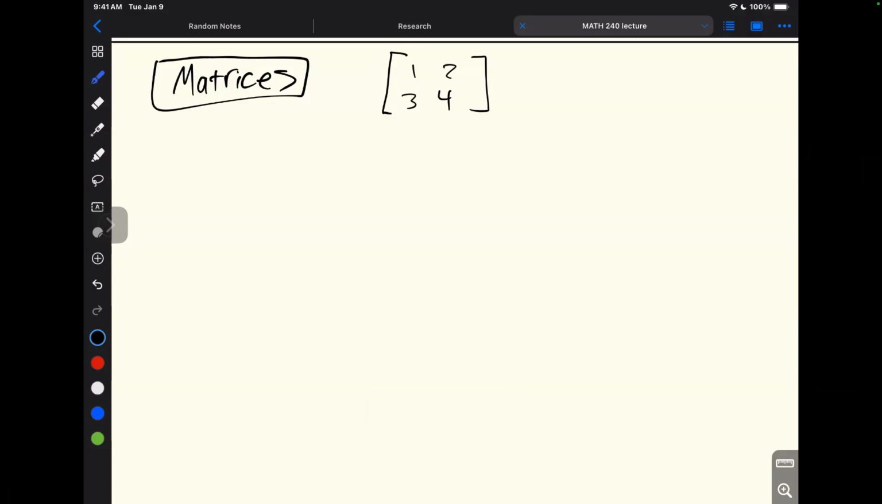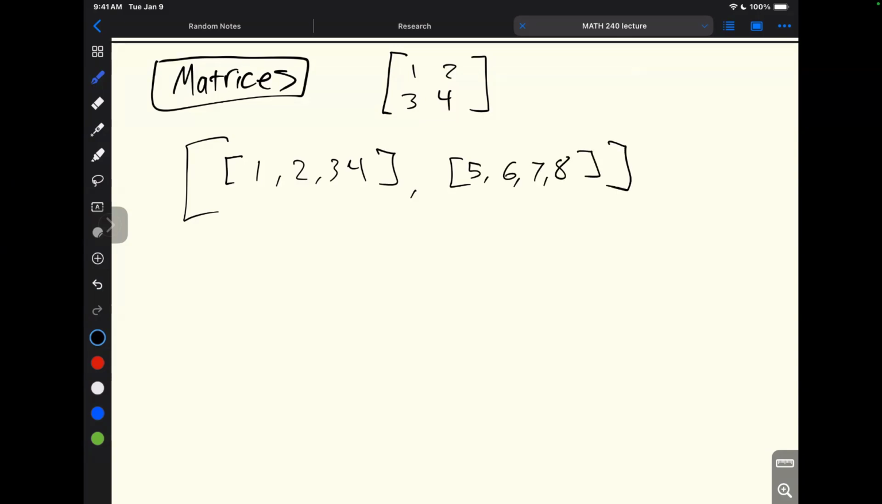All right. So matrices are essentially two-dimensional arrays. If you ever have a list of lists, so let's say we have a list of 1, 2, 3, and 4, and then another list, 5, 6, 7, 8. This is a list of lists. This is a matrix. The way we write it in math terms is we have rows 1, 2, 3, 4 and 5, 6, 7, 8, and we just take away those extra brackets.